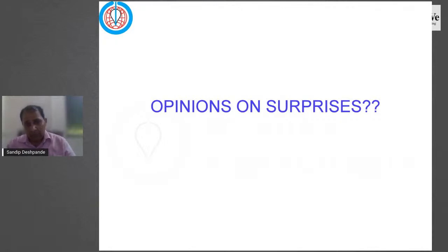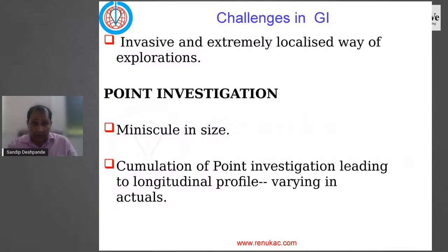So coming to the surprises, how and why these surprises occur, and how we can take a holistic approach to it. The challenge in geotechnical investigation is that these are very point investigations. You get the point information, and we extend these point investigations between different points on a location, culminating into longitudinal profiles. But actually the profiles vary significantly between these two locations, making it open to difficulties and open to risk later on.